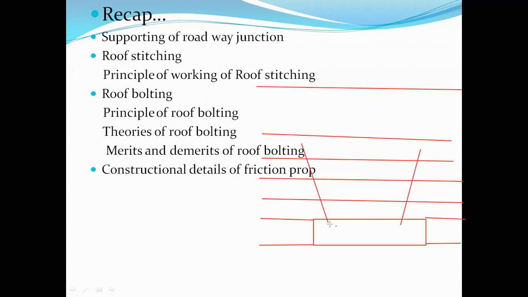and a rope is inserted between them, like this, and the rope is fixed into the hole by using cementing or grouting material. Then this rope is tightened against the roof by adding some wedges here. Let's use a different color. These are the different wedges, so that the rope will be tightened against this. So this is the principle involved in roof stitching.